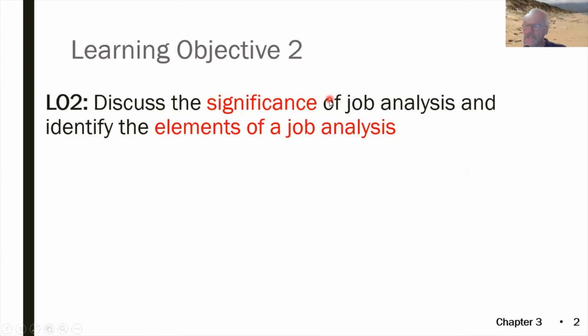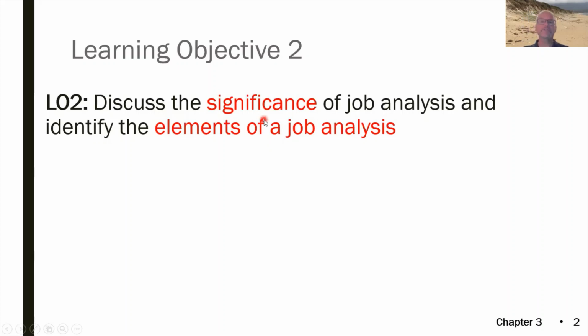And the elements of a job analysis. Okay, so that's essentially what you have there: the job description, which is the TDRs, and the job specification, which are the KSAOs. Got her, good?